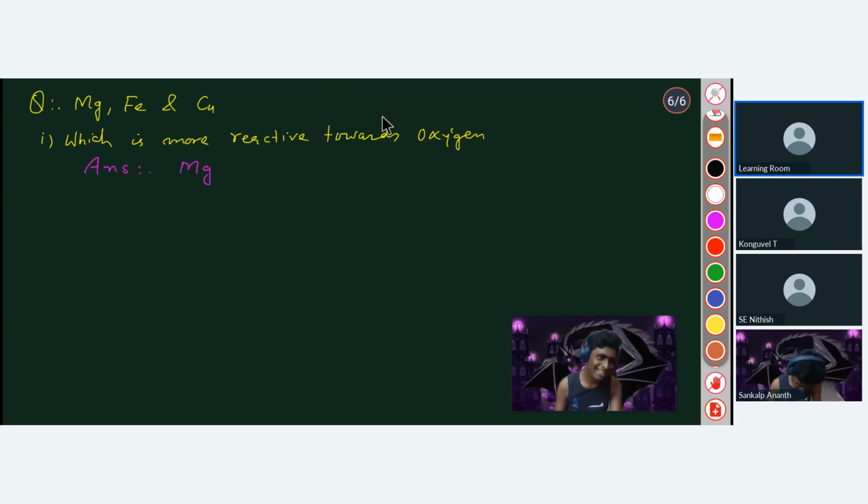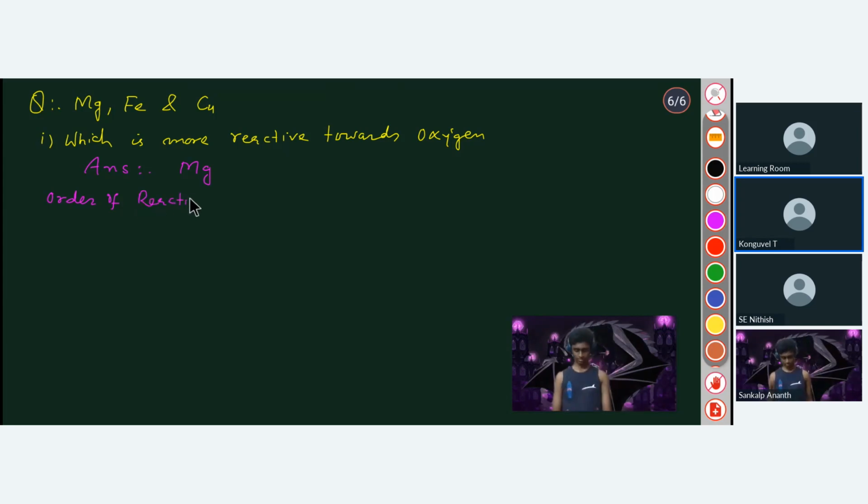If I write the order of reactivity, do you remember it? Potassium, sodium, calcium, magnesium. Exactly. So that means magnesium is more reactive than iron, and iron is more reactive than copper. Now tell me, if they react with oxygen, what will be the product formed? Metal oxide. Exactly.